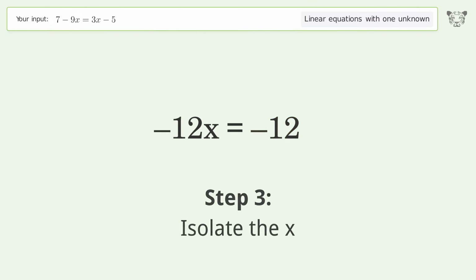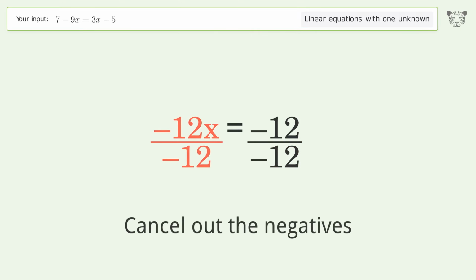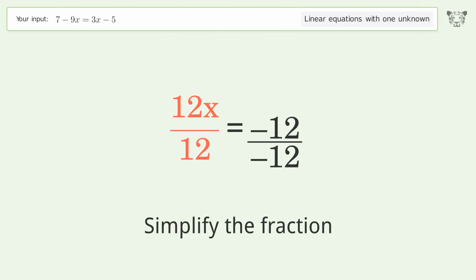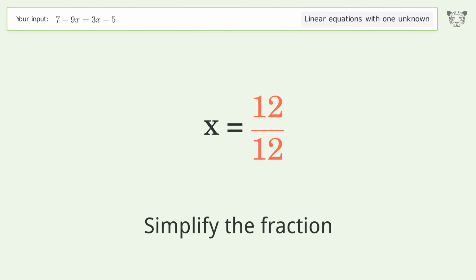Isolate the x. Divide both sides by -12. Cancel out the negatives. Simplify the fraction. Cancel out the negatives. Simplify the fraction.